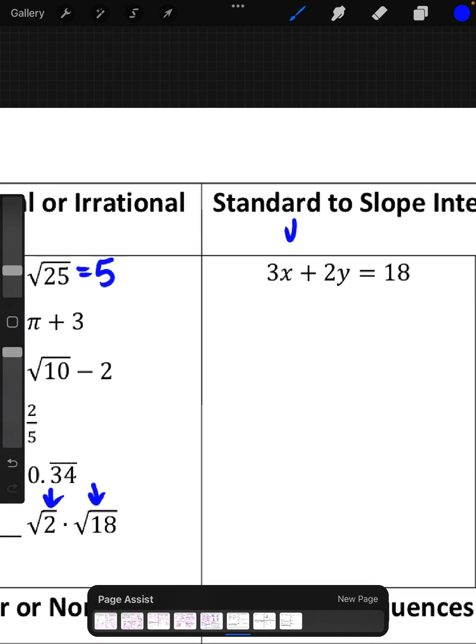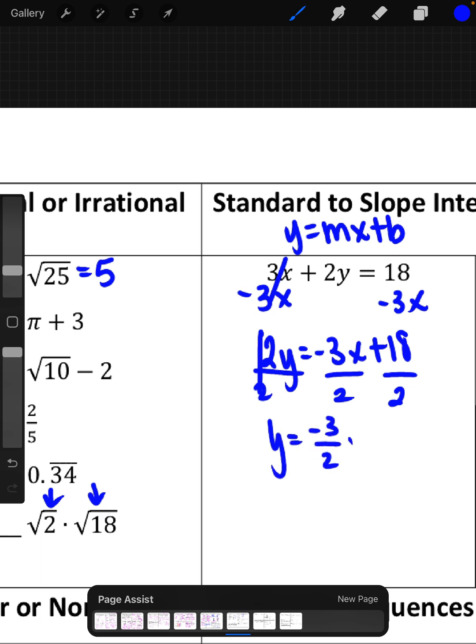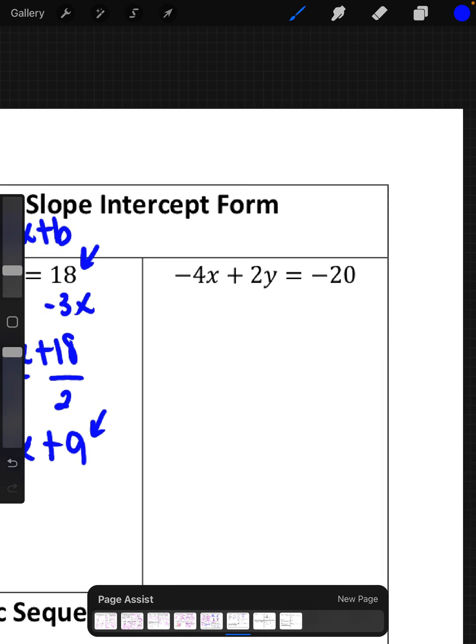All right, this one says, I want standard to slope intercept. Slope intercept is y equals mx plus b. So what I want is that y by itself. So I'm going to start by subtracting 3x. That gets rid of that, leaves me 2y equals -3x plus 18. I'm going to divide by 2 because I'm still just trying to isolate y. So y equals -3/2 x, and 18 divided by 2 is positive 9. And you can put this and this both in Desmos, and they should give you the same line.